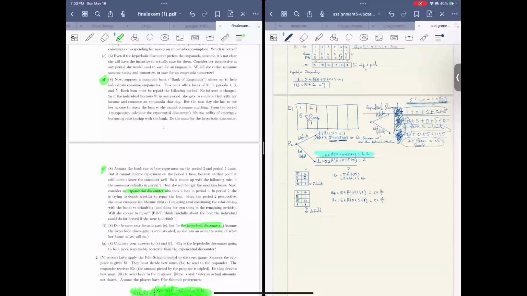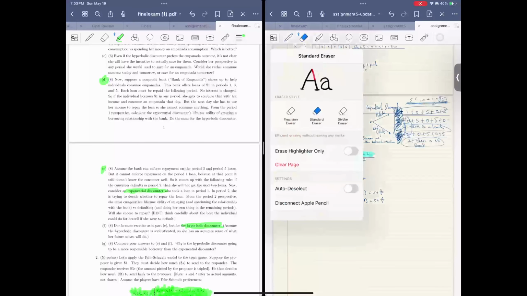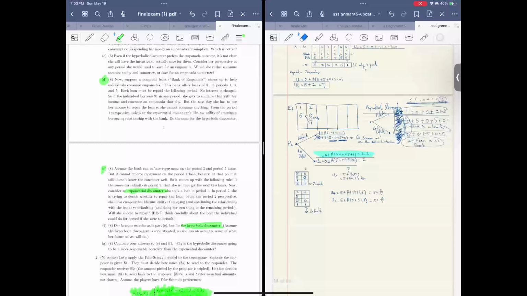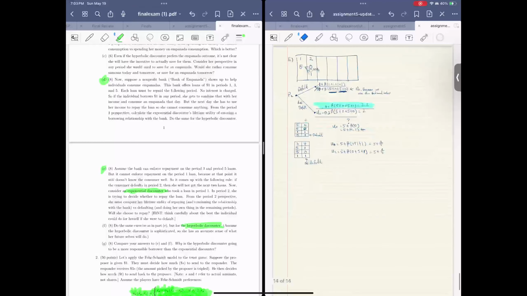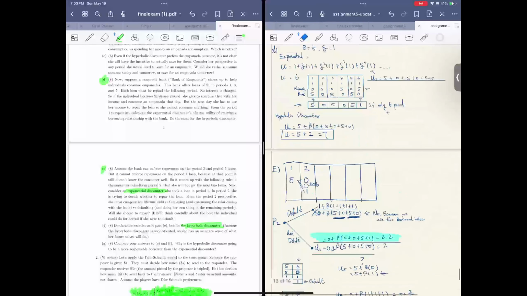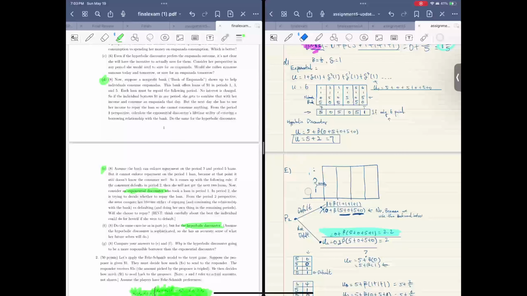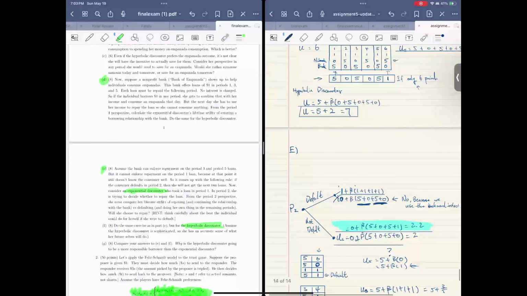Am I confusing? I feel like I'm confusing myself. Okay. So let's see if I can draw it again. Okay. So P2. The default. Not default.